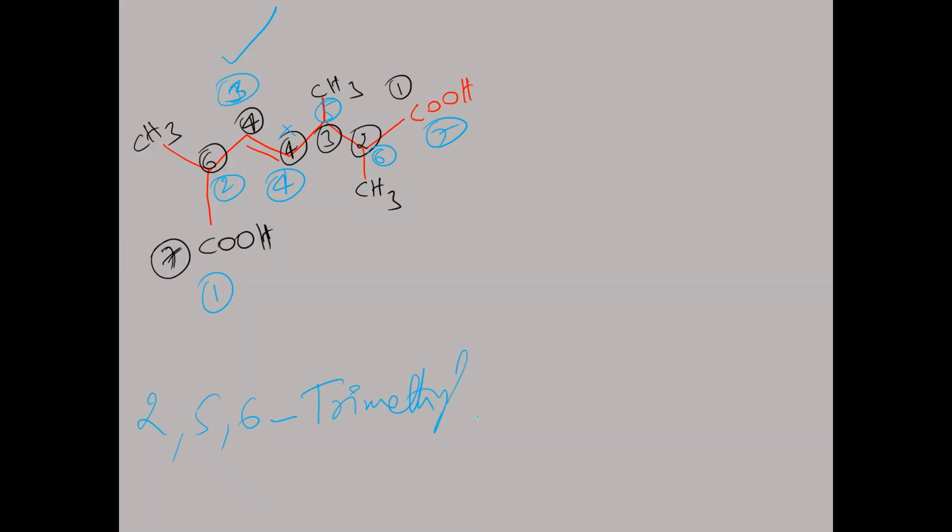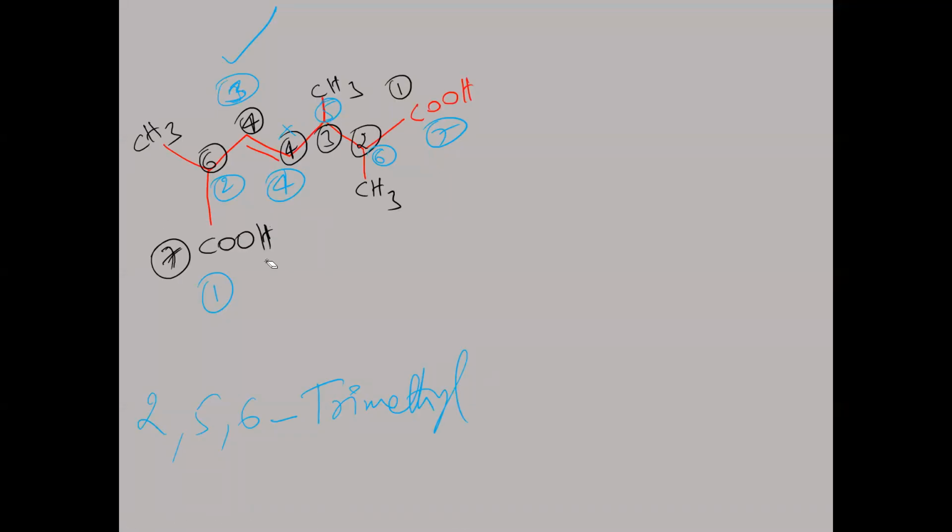Okay, what is the root word here? Hept, H-E-P-T, hept. Hept is the root word. And after that, what is the secondary suffix? Tell me. Oic acid. What is the primary suffix? 3-ene.